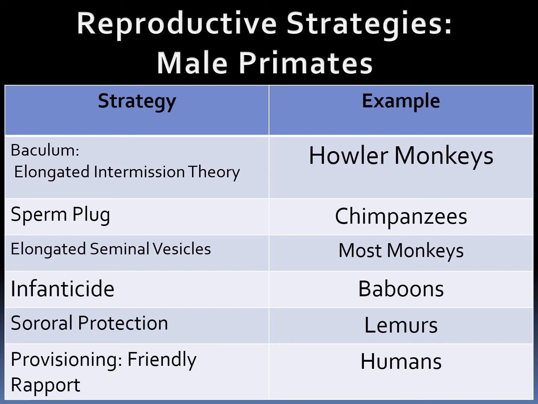You also have sororal protection amongst lemurs. Lemurs are one of the few groups that are very female dominated, and males will actually try to become friendly with all of the sisters of the lemurs they are trying to mate with. If you go and be friends with the sister, then you might have an in with the one you want. In humans, we have provisioning as well as friendly rapport, right? Building friendships, going on dates, giving each other gifts. These are all male strategies for building rapport.